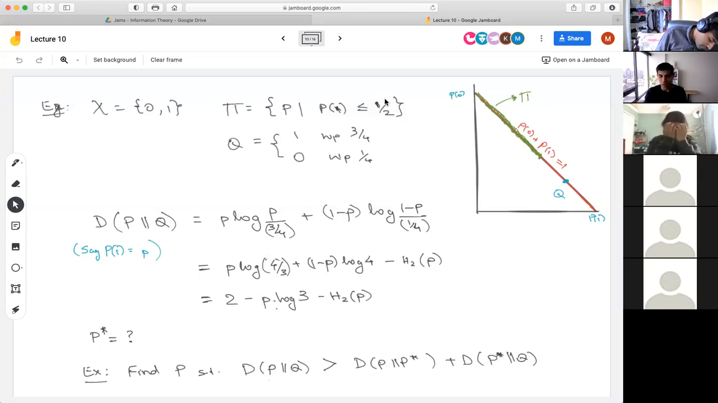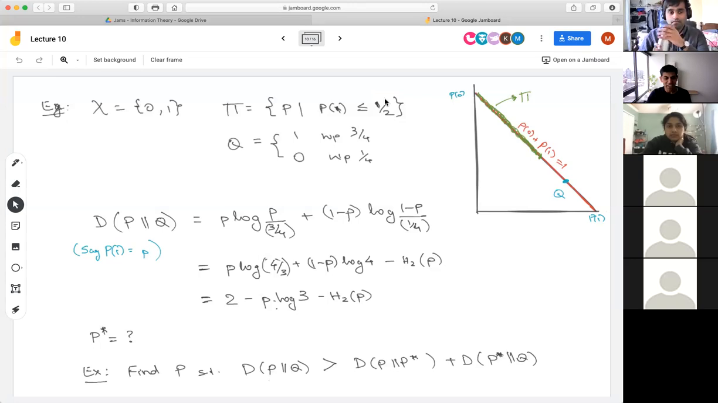And now we are trying to compute the minimizer. Also, we are trying to compute P which minimizes the divergence of P and Q, where we are looking for P inside pi, or trying to find this P star. So I've done half the calculation. I wrote down the expression.